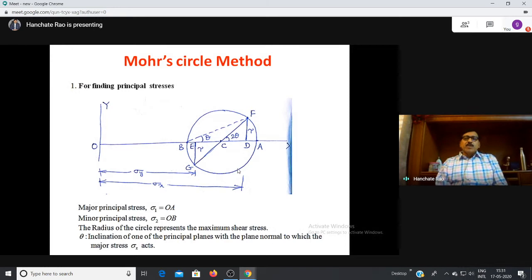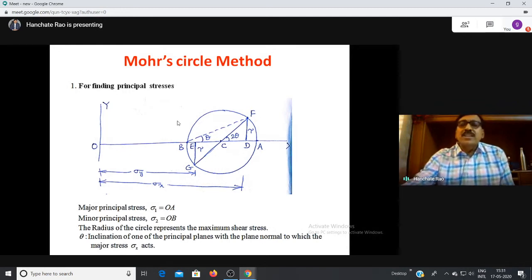So how to get the principal planes? The location of the principal plane is given by tan 2 theta equal to 2 times tau by (sigma x minus sigma y). 2 times tau by (sigma x minus sigma y). That's how you can get the location of the principal plane.